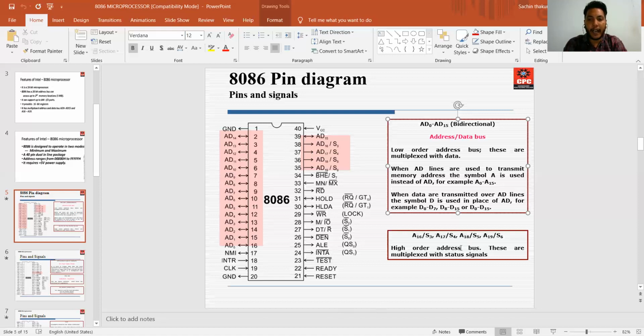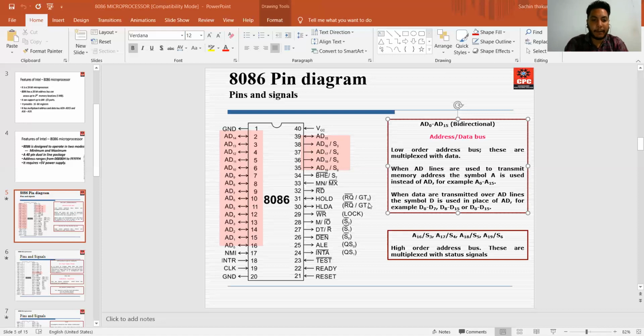These pins are the high order address bus. These are multiplexed with status signals. Here S3, S4, S5, and S6 represent the status signals. The address or the status bus bits are multiplexed to provide address signals A19 to A16 and also status bits S6 to S3.